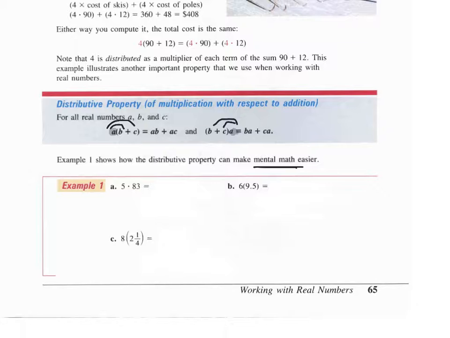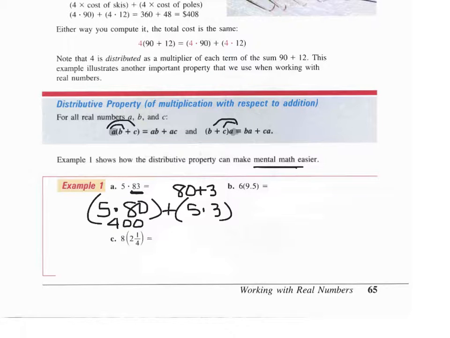So what I'm going to do here is I'm going to break apart the 83, and I'm going to make it 80 plus 3, because 80 plus 3 is 83. And then now I'm going to apply my distributive property. So I'm going to do 80 times 5, plus 5 times 3. And then I'll get 8 times 5 is 40, and then put the other 0. And then 5 times 3 is 15, which will give me a grand total of 415.